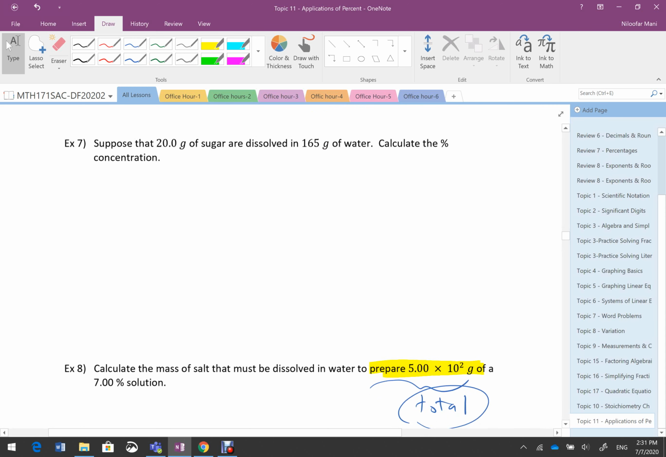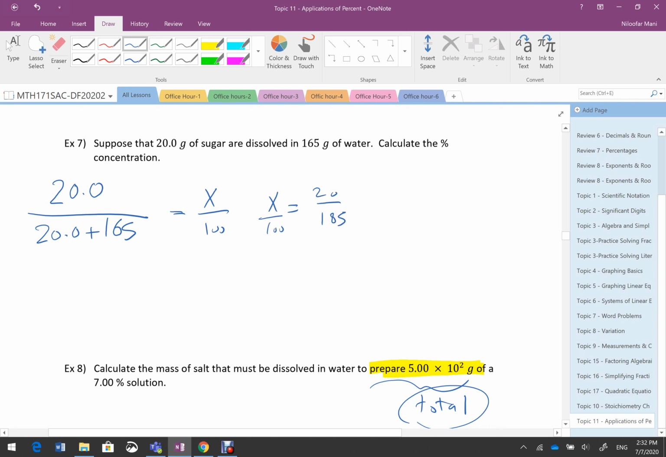Suppose that you have 20 gram of sugar dissolved in 165 gram of water. Calculate the percentage concentration. Here you have to really pay attention to what is part and what is total. Percent concentration of sugar is needed, so part over total. So it's 20 over 20 plus 165 equals x over 100, and then you can find x.